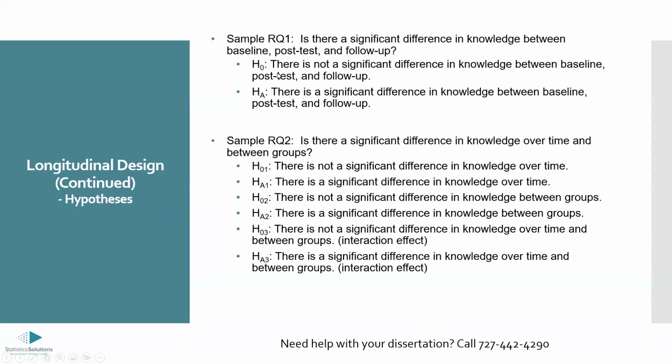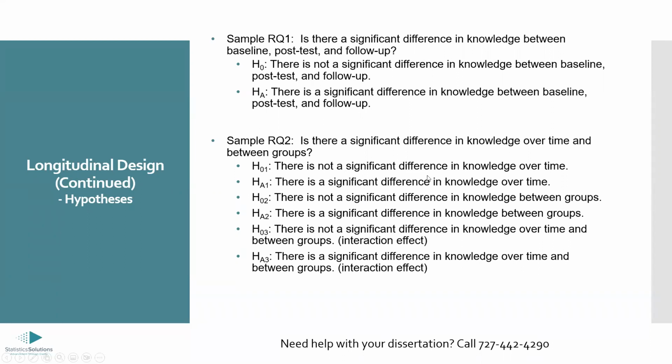You can see the sample hypotheses. The first one is very similar to what we did before. However, the second example here is looking at that time and group examination. And usually when you do this, the most important thing is the interaction effect. So if you're looking at differences over time and by group, you have an interaction effect.